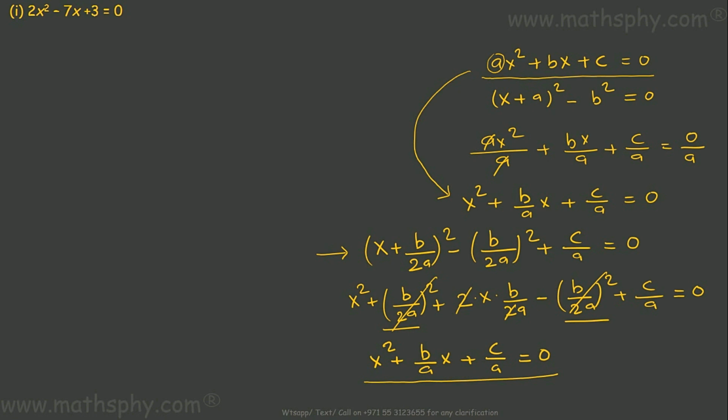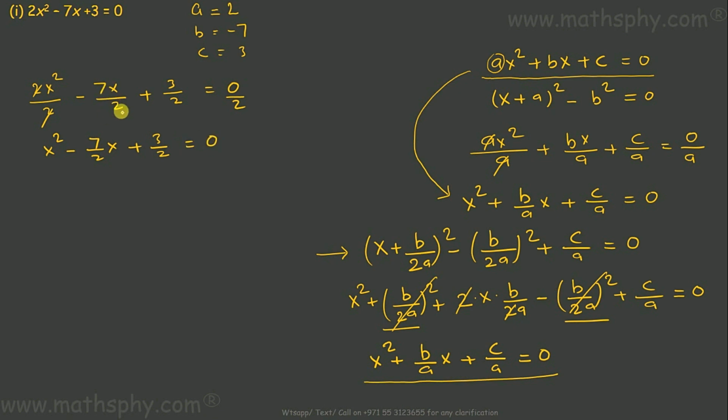Let's see how to do that. I have this equation here where my a is 2, b is negative 7, and c is 3. So very first step, we have to divide this equation by a, means by 2. So 2x squared divided by 2 minus 7x divided by 2 plus 3 divided by 2 equals 0 over 2. This gives me x squared minus 7 over 2 x plus 3 over 2 equals 0. 7x over 2 or 7 over 2 x, same thing. This is just the way of presentation.